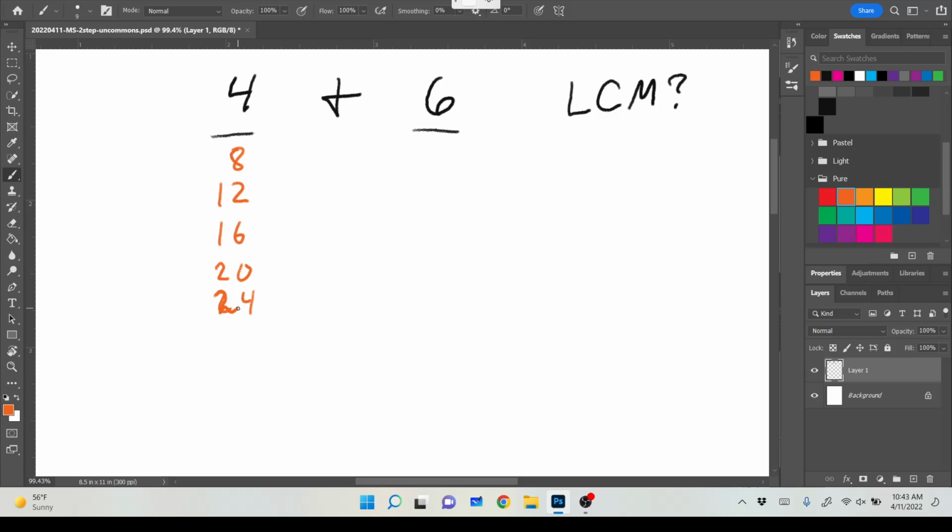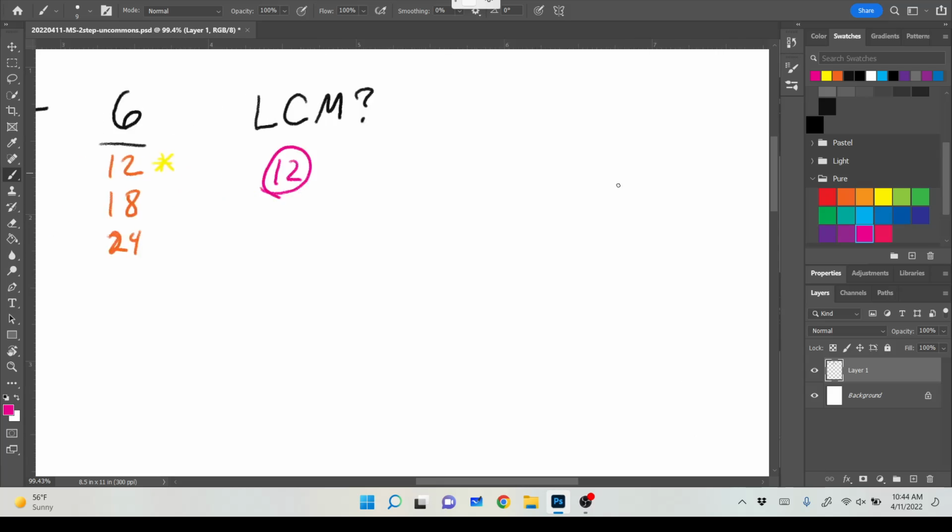Okay. So multiples of 6. We've already found one, but 6, 18, 24, etc. Right? And so what we're looking for is the first ones to match, right? So right here and right here. So what's the least common multiple between 4 and 6, boys and girls? What's the answer to this problem? 12.